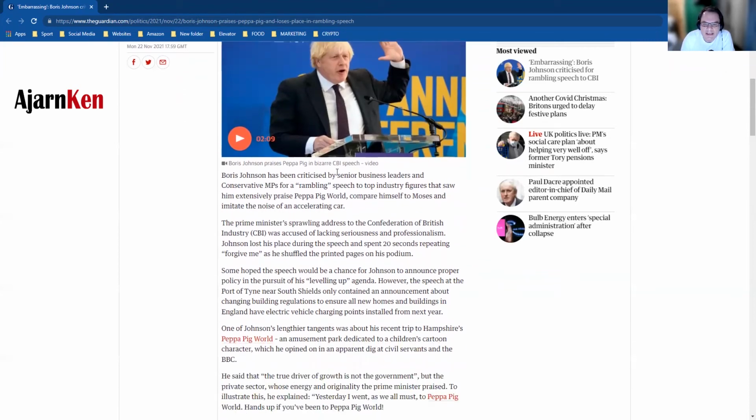Boris Johnson has been criticised by senior business leaders and Conservative MPs. Conservative is a political party in the United Kingdom. An MP stands for Member of Parliament. So he has been criticised for a rambling speech, which means he's speaking not very focused and not very direct. And he was extensively praised. He compared himself to Moses, who is a person in the Christian Bible, and he imitated the noise of an accelerating car, a car going quite fast. Accelerating means to go faster.